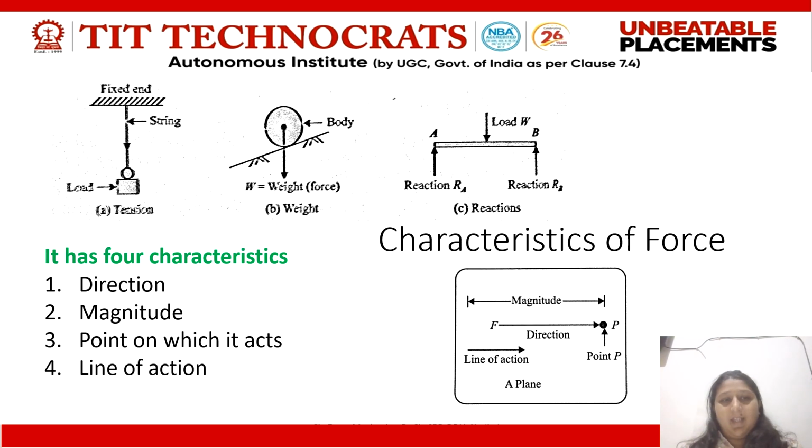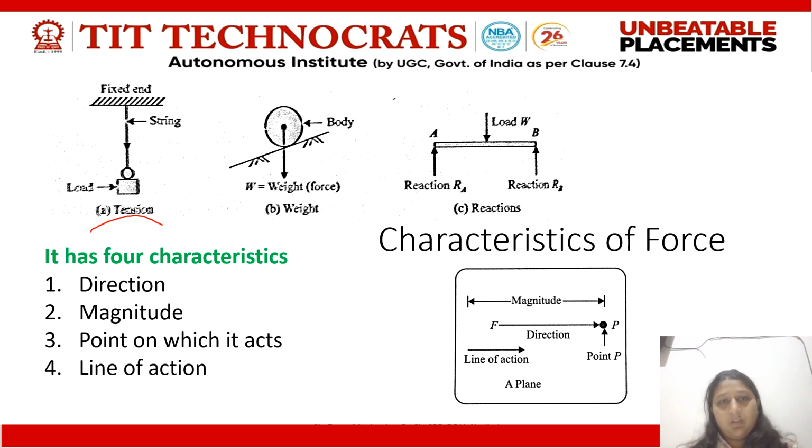These are the characteristics of force. Basically, there are four characteristics of force: direction, magnitude, the point on which it acts, and the line of action. Line of action means the way it is being applied. Here, you can see in the three diagrams, the very first one shows the activity for tension. This is the load. This load is fixed with a string from a fixed end. So here the type of force created is tension.